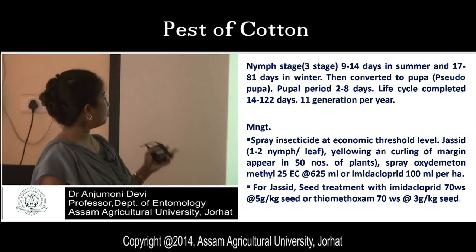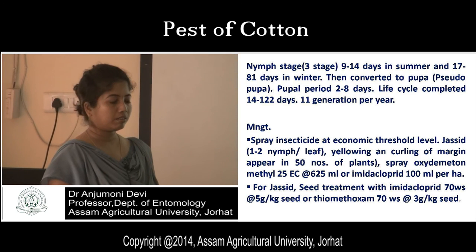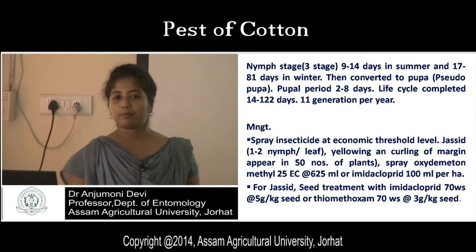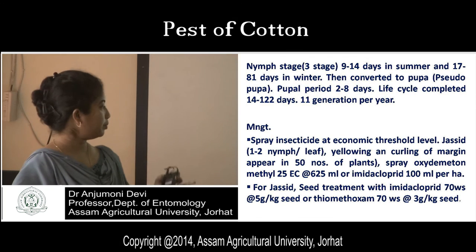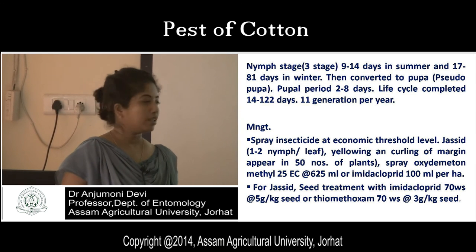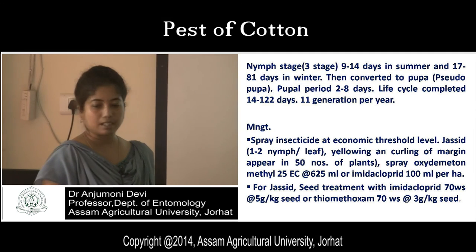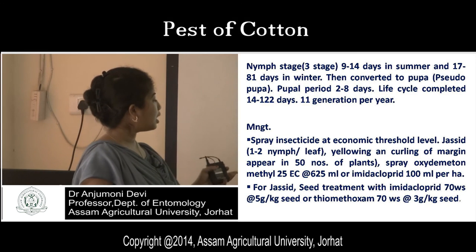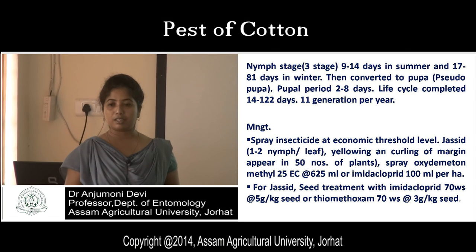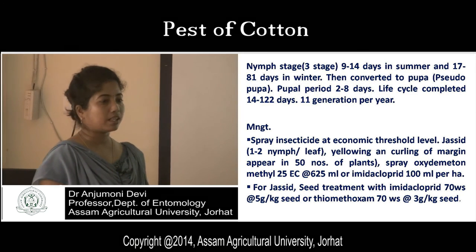Then spray oxydemeton methyl 625 ml or imidacloprid 100 ml per hectare to protect the crops from jassid infestation. Seed treatment is an important practice. For this purpose, we have to go for seed treatment with imidacloprid 70 WS, at 5 gram per kg of seed, or thiamethoxam 70 WS at the rate of 3 gram per kg of seed. This seed treatment can protect the crop up to 60 days from infestation of this sucking pest.